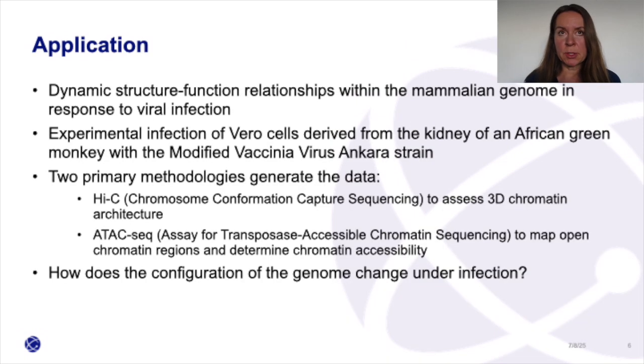Our collaborators are subject matter experts in epigenomics, and they are trying to understand the dynamic structure-function relationships within the mammalian genome in response to viral infection. What this means is, they have infected Vero cells, derived from African green monkey kidney cells, with the modified vaccinia virus. And what they try to understand is, how does the configuration of the genome change under this infection?